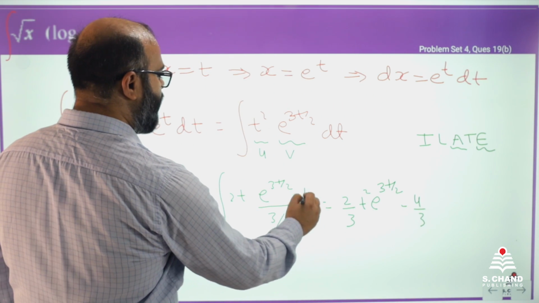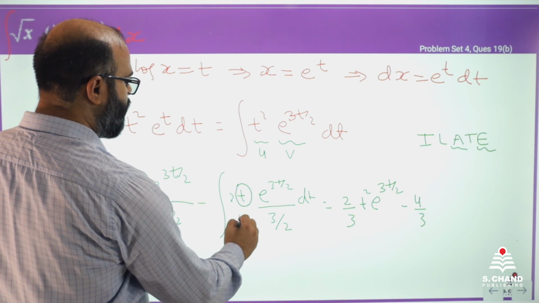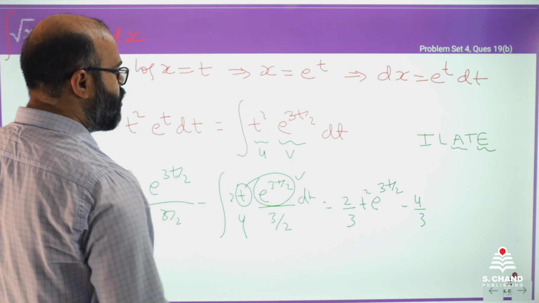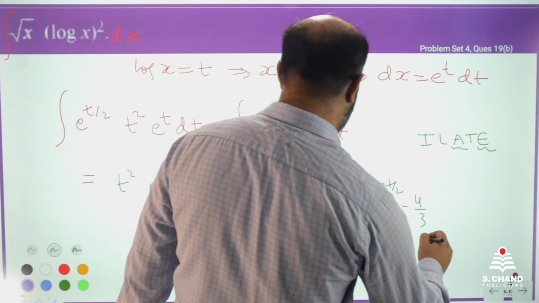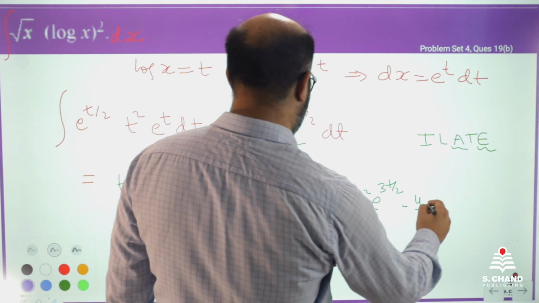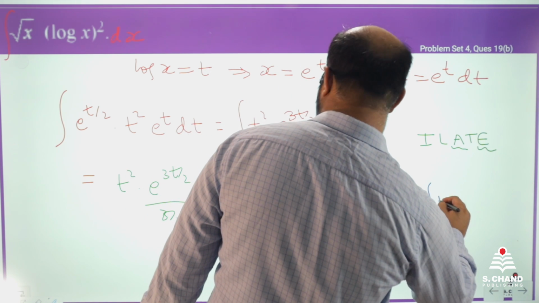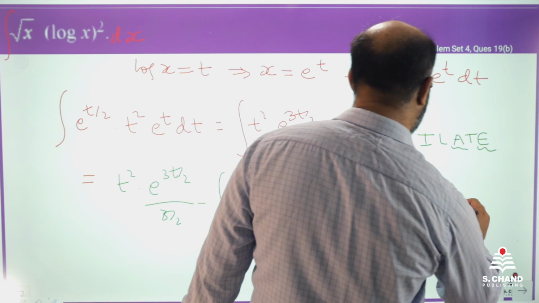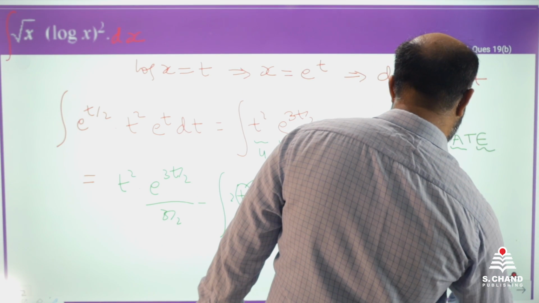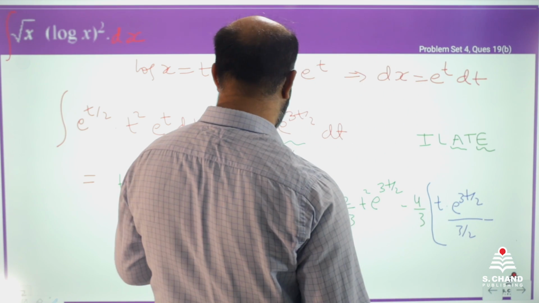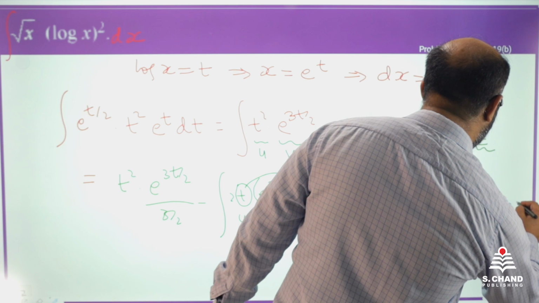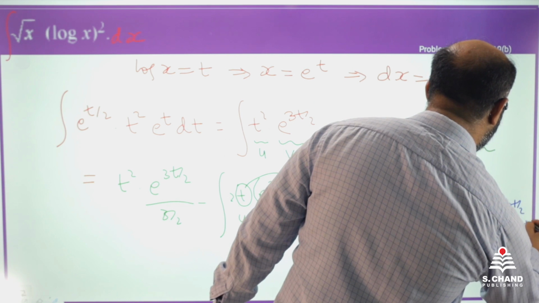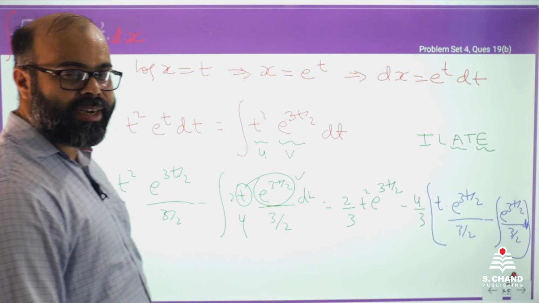and again you have to apply the product rule. This is u here now and this is v here now. So you will apply the product rule again, and when you apply the product rule, what will happen? It will become first function into integral of second function, minus integral of derivative of first function, which will be 1, and e to the power 3t by 2 by 3 by 2 dt. So this is how you will write it.